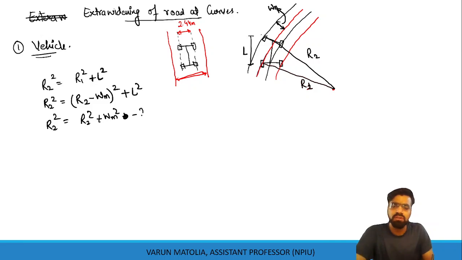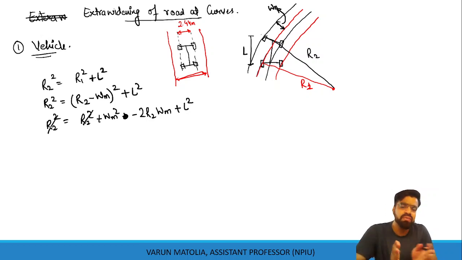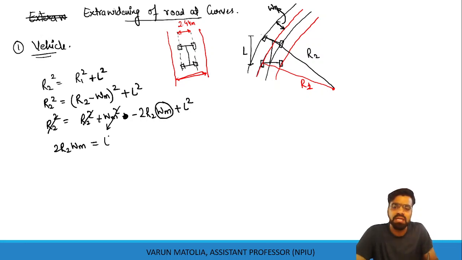Or it is minus 2 R2 Wm plus L square. So here we can remove Wm square, as it is very small compared to the width of this pavement or this lane. So we can remove the square of it, and if we want to calculate the value of Wm, what extra widening is required, we can write it as 2 R2 Wm equals L square.